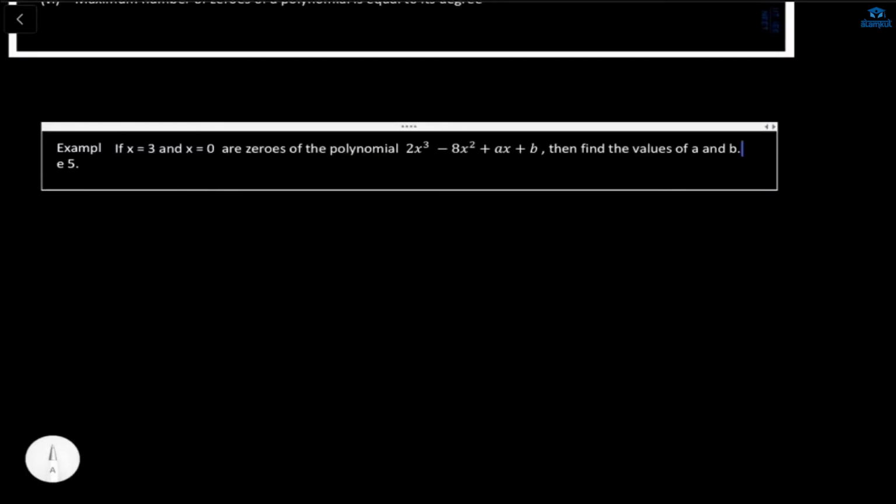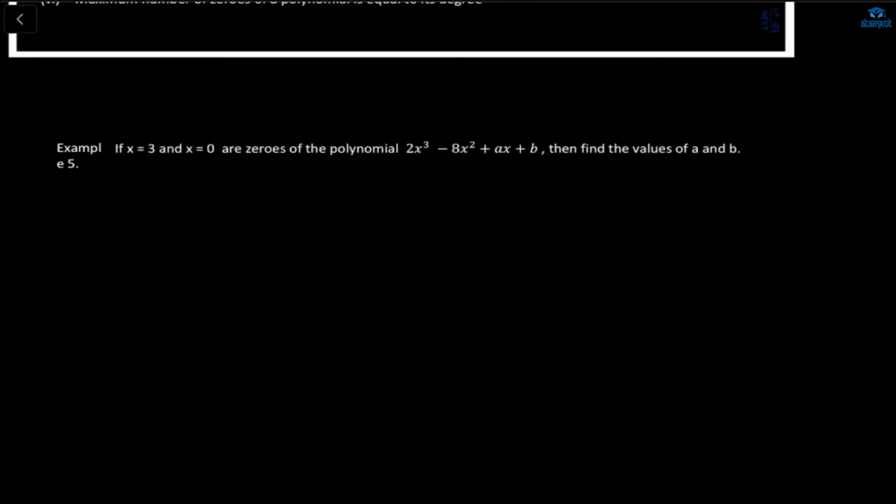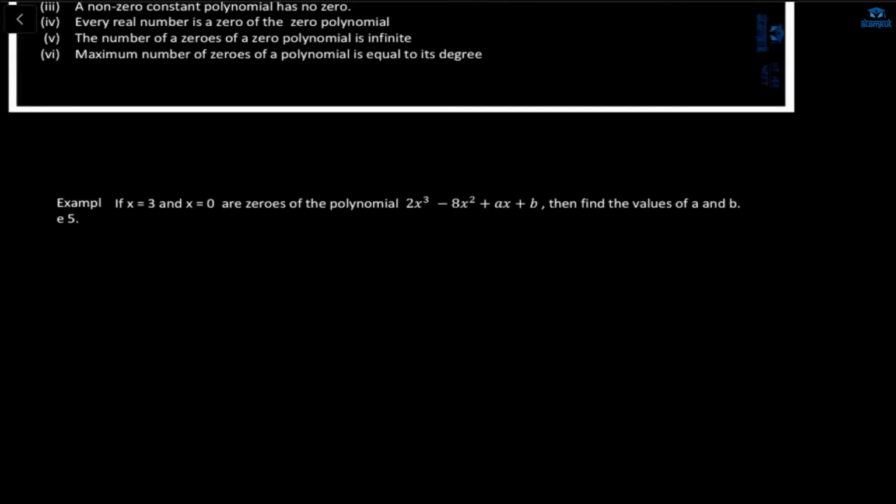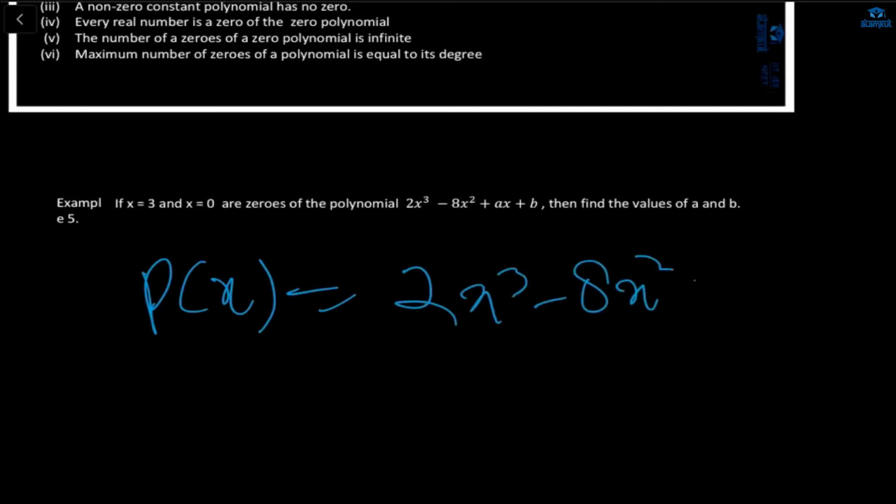Okay, now Advika, can you tell me how you're going to solve this particular question? If x is equal to 3, then first we'll write 2 into x, which in this case is 3 squared, and then solve it completely. First of all, you have to represent the polynomial. What is the polynomial here? Ma'am, 2x cubed minus 8x squared plus ax plus b. Very good.